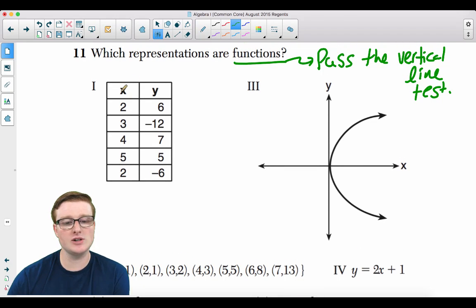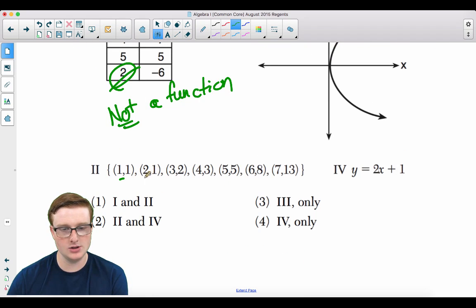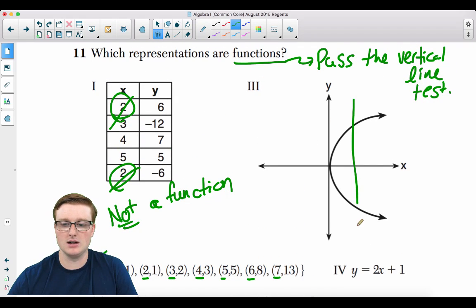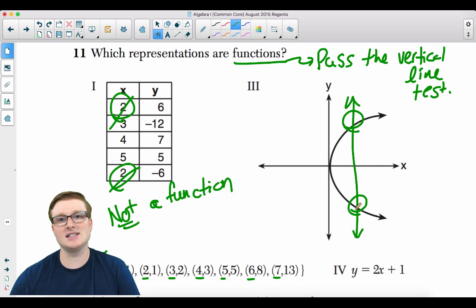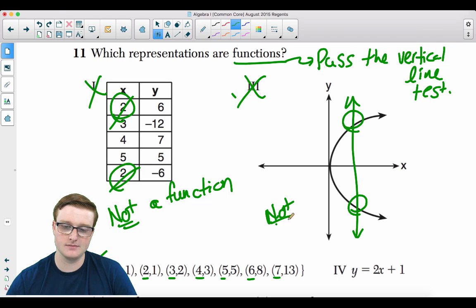So let's take a look at choice 1. 2, 3, 4, 5, 2. Nope. Those 2's repeat. It is not a function. Choice 2. 1, 2, 3, 4, 5, 6, 7. Choice 2 so far is a winner. Choice 3. Doesn't pass the vertical line test. Remember, in order to pass the vertical line test, it only could pass through one point. This passes through multiple, in this case 2. So this is not a function.